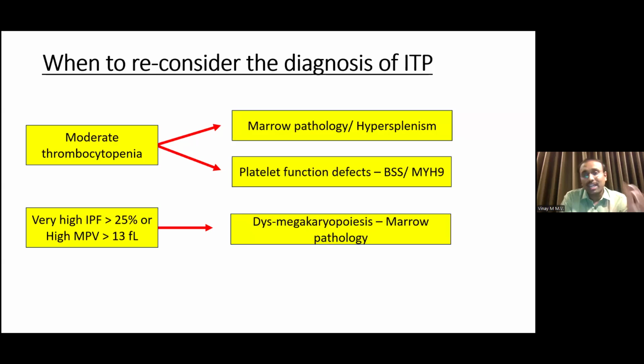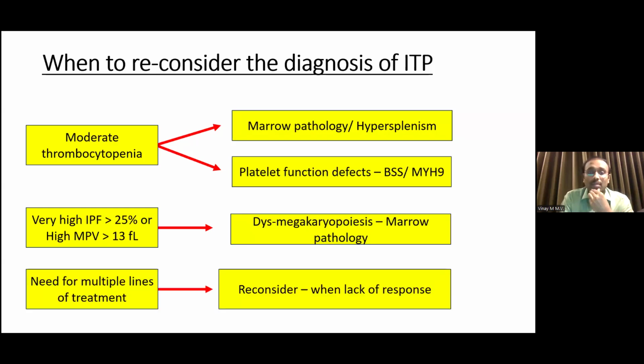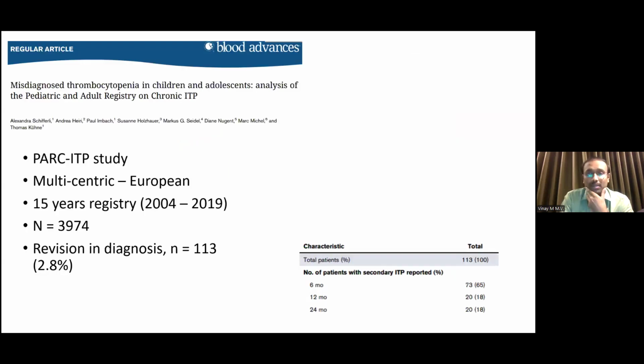This is very classical: very high IPF or high MPV, more than 13 femtoliter, IPF more than 25%, may indicate dysmegakaryopoiesis, and there may be a marrow pathology or an evolving inherited platelet syndrome. And the need for multiple lines of treatment is where we may have to reconsider our diagnosis of chronic ITP.